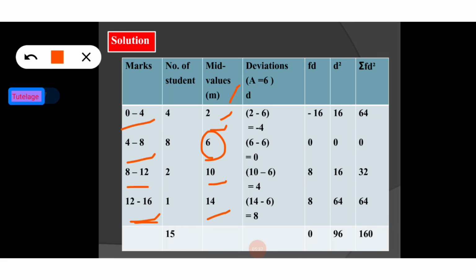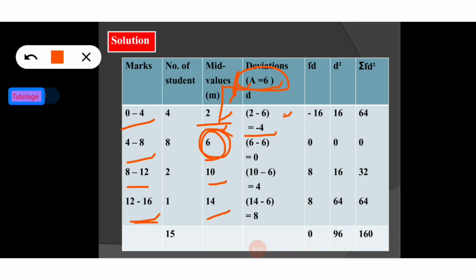So now going to the next step, we have to calculate the deviation value, and 6 is the assumed mean. So capital A is 6, okay. For the calculation of the deviation value, which is denoted by small d, for the first class, 2 is the mid value, that means small x. So 2 minus 6, the assumed mean, that means capital A, so minus 4.